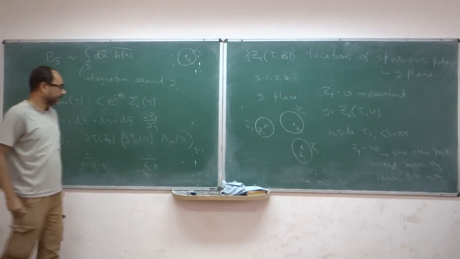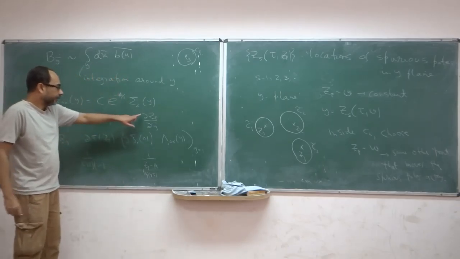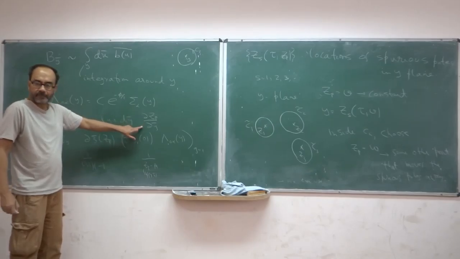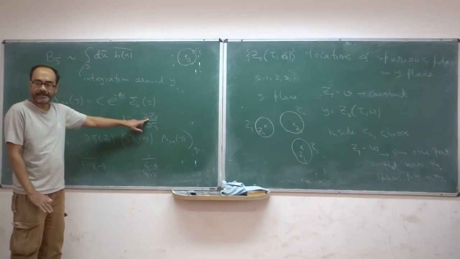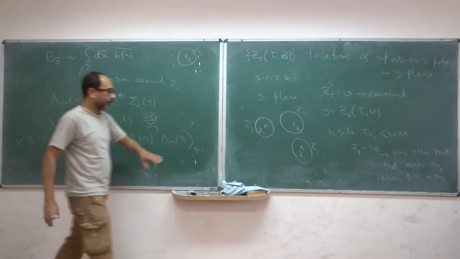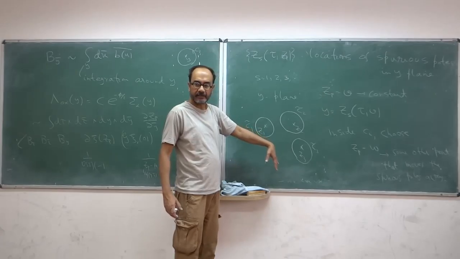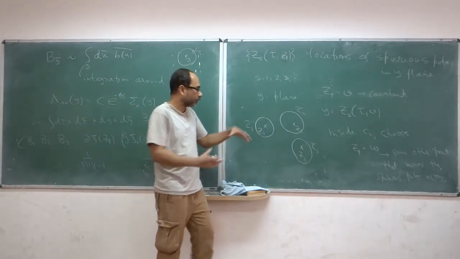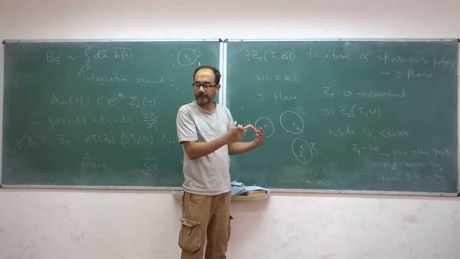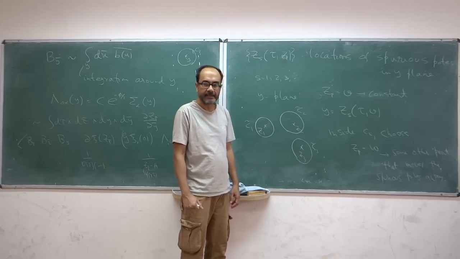So this has the effect that, because Z_P is constant both outside and inside, there is no contribution from either the outside or the inside. So the only contributions that you have to deal with are the contributions from the particles. Is this clear?